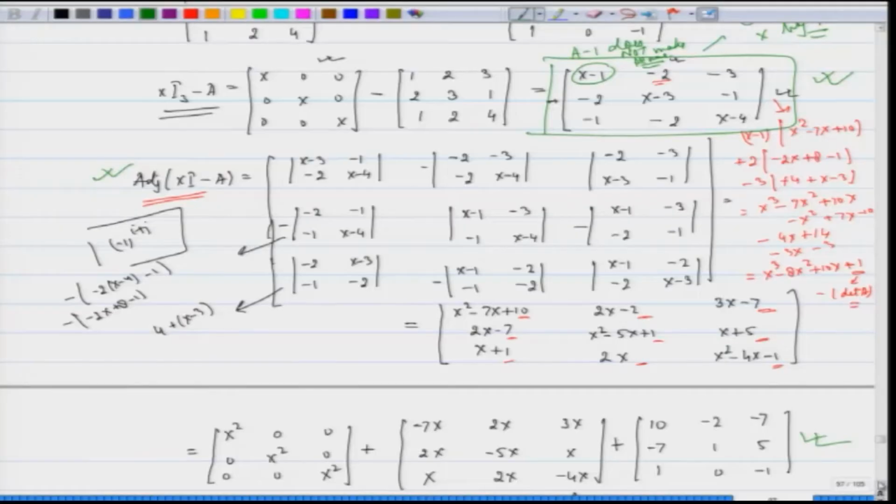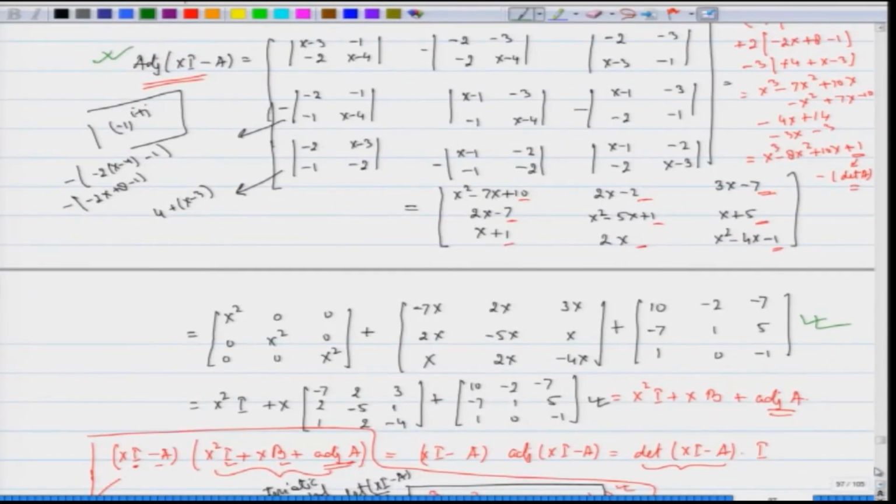Now, just to spend some time, I would like you to understand why I got this expression, because there also I did not explain much. So, let me explain it here. How do I get that xI minus A, or A times the adjoint of A, is the determinant of A times I? How do I get this? Let me try to make you understand this in this example.